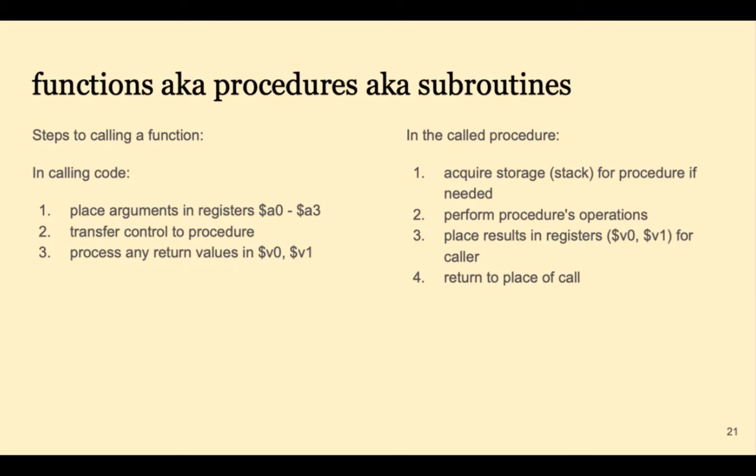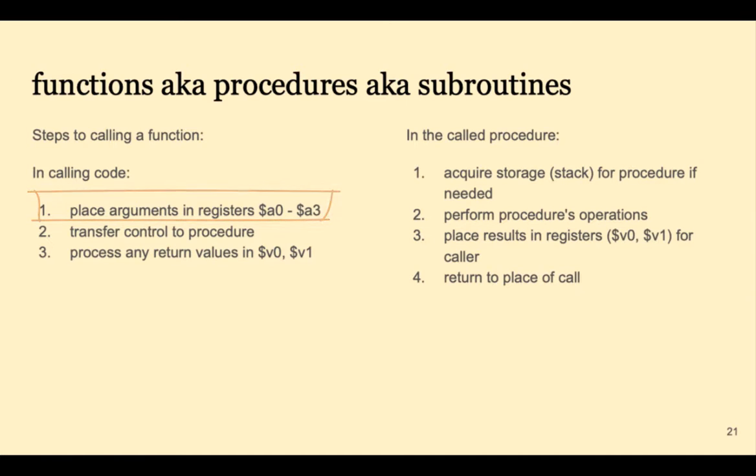Next, we discuss how to implement functions in MIPS. Different languages may prefer the terms functions, procedures, or subroutines, but in assembly language, we're going to use these terms interchangeably. There are some things we need to do in the calling code before we call the function, some things we need to do in the function, and then some steps we need to take after the function's called.